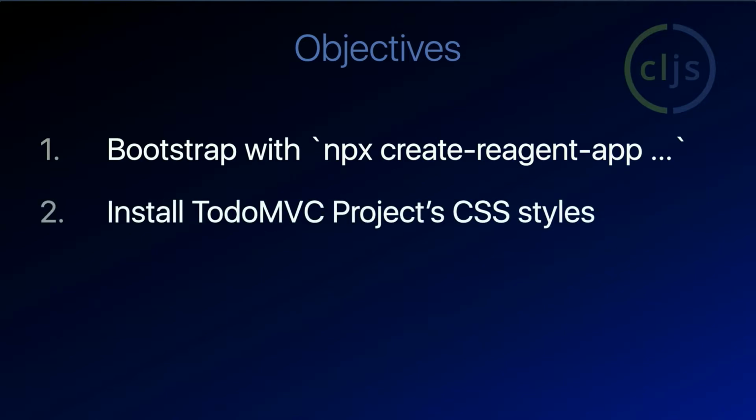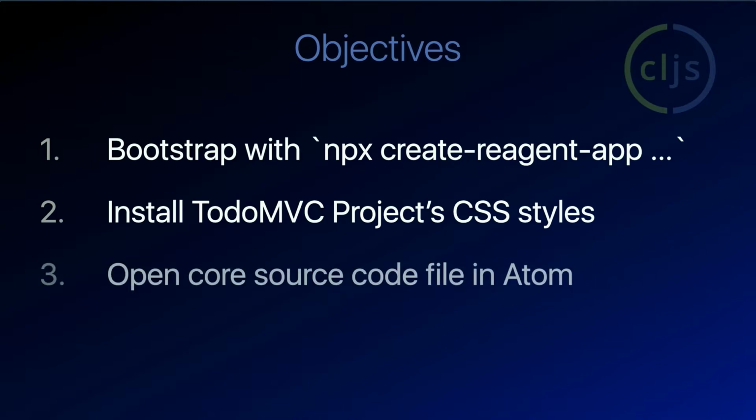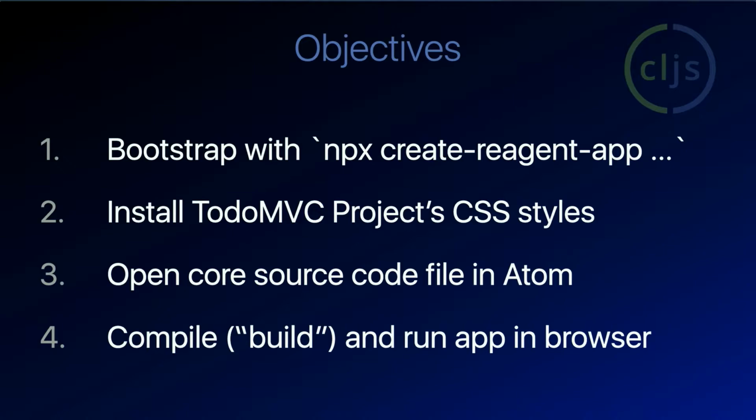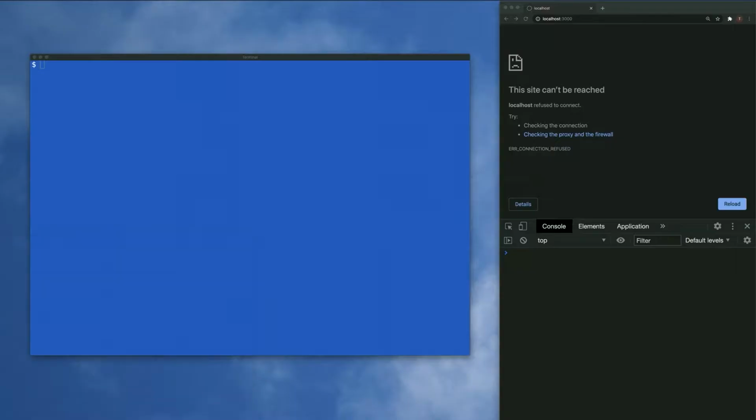Since we are creating our To-Do app along the specifications of the TodoMVC project, we will install their prescribed CSS styles. During this course, we will be using the Atom code editor. Feel free to use whichever code editor you like. We will show you where to find the main source code file in the generated project. Finally, we will show you how to build and run the app in the browser. We will be using Chrome during this course.